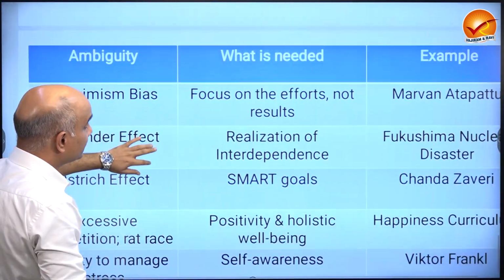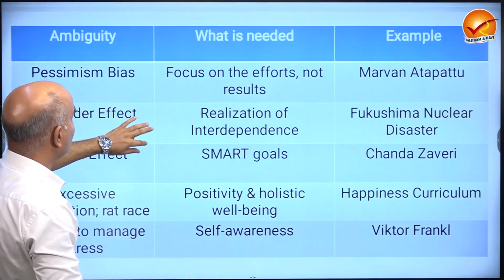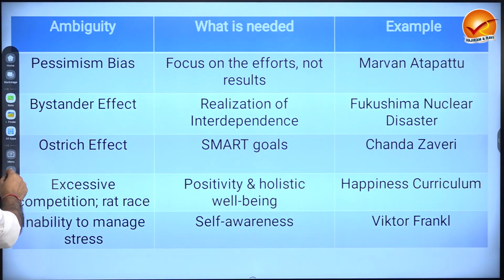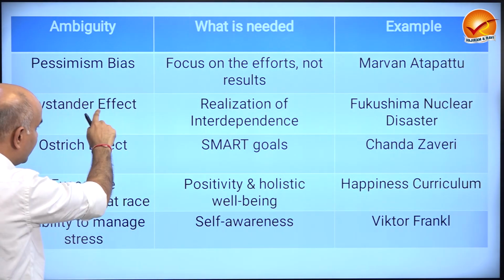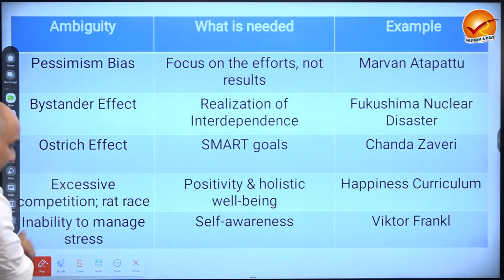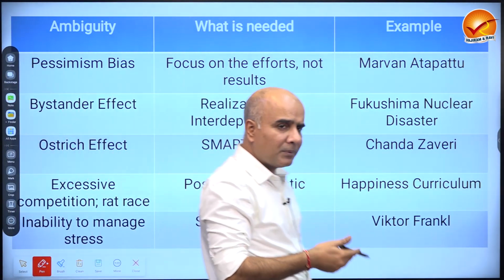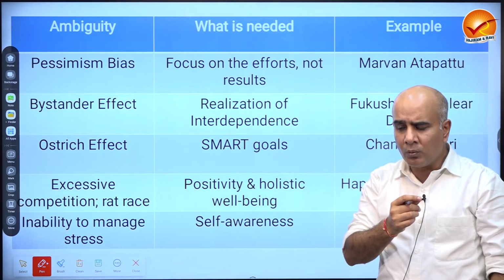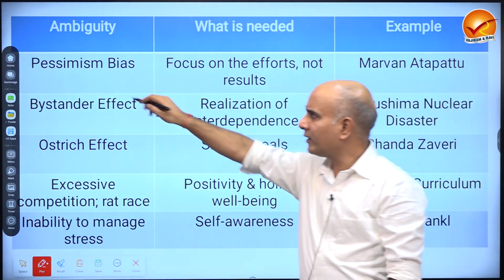In these 5 body paragraphs, what do you write about? Now, there is a certain ambiguity, there's a certain problem that we are facing. There's something that is needed to address that ambiguity, overcome that problem, and of course, an example that you can quote for it.